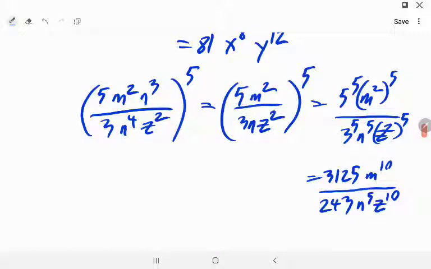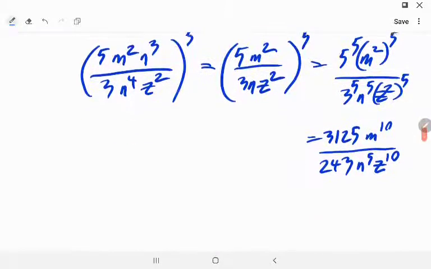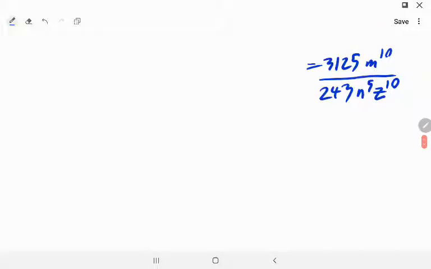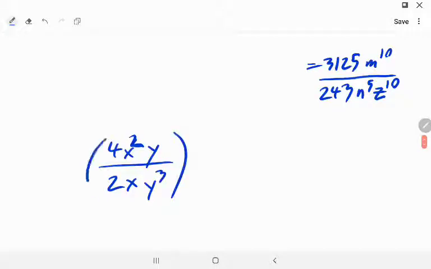You'll notice that you won't get numbers that are quite that big. Let's look at one that's a little smaller. So if we had something like 4x squared y divided by 2xy cubed, and we squared it. This is a little more manageable.